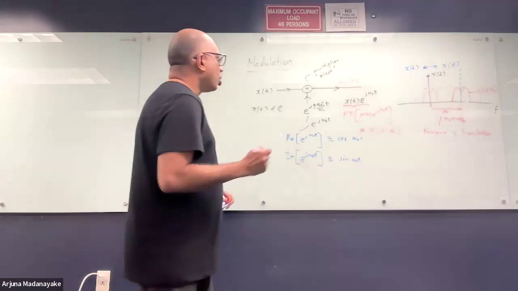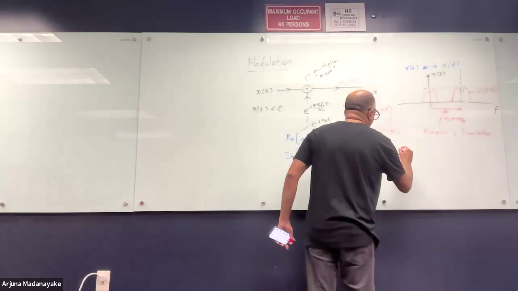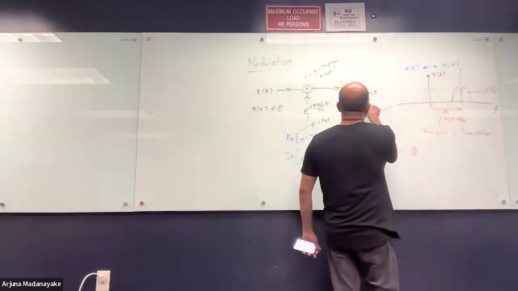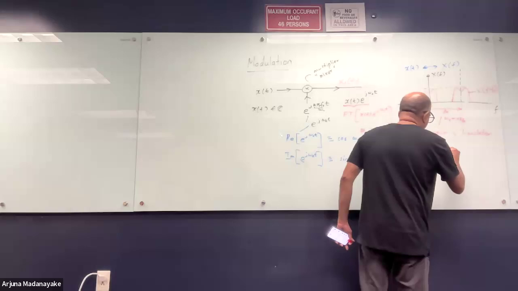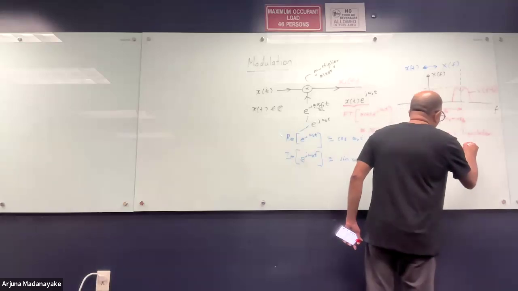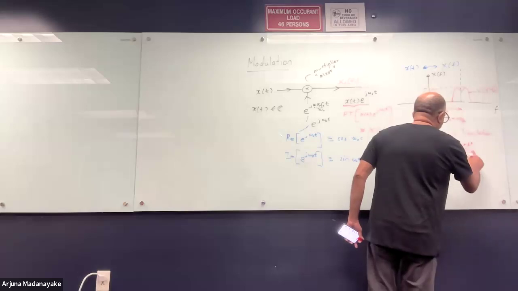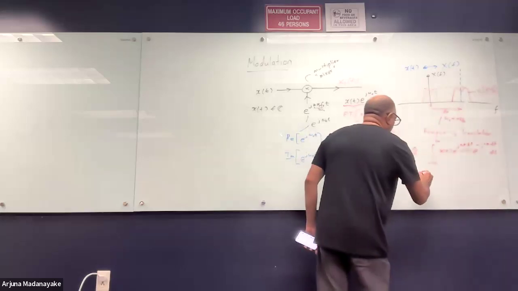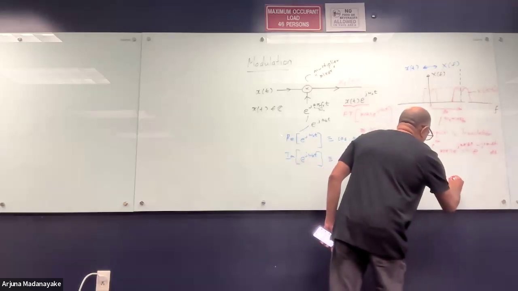Exactly. So what we are saying is x1 of f is the Fourier transform of this one, which is the integral from minus infinity to infinity of x of t e to the j 2 pi f naught t times e to the minus j 2 pi f t dt. So when I do that, I can directly find the answer as x of f minus f naught.